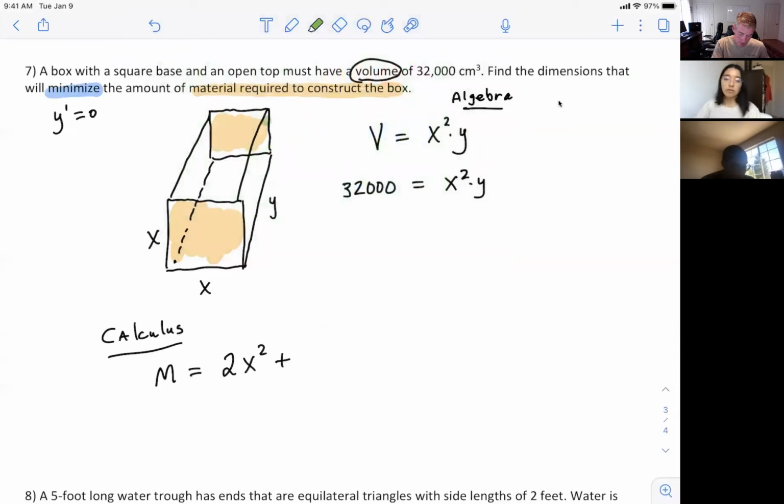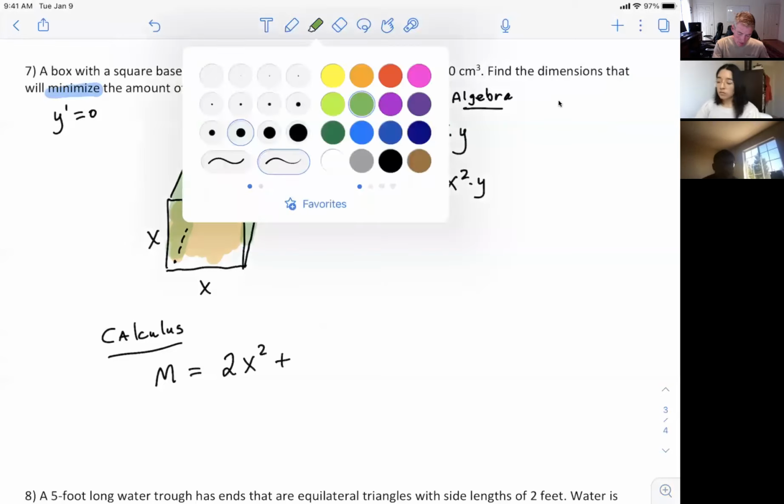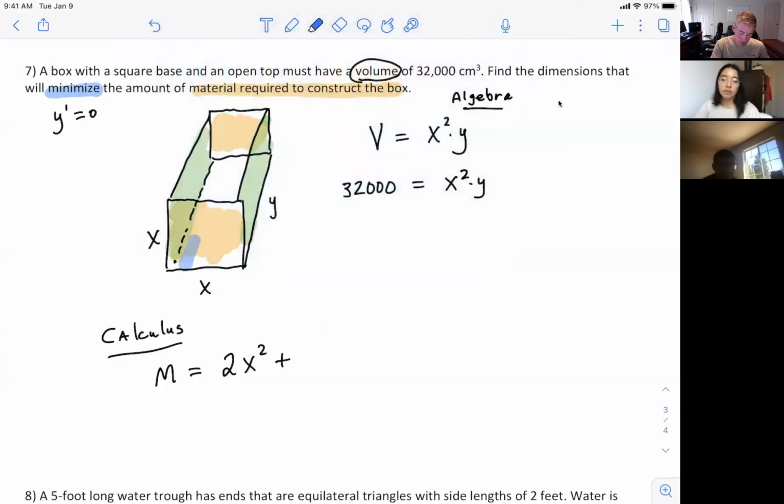And then this right side of the box right here, its area would be x times y. And this left side of the box would be the same, so that would be another x times y. And the bottom of the box is also going to be an x times y. And it says that it has an open top, so we don't need that. But from those three other sides, we have three of them that are x times y.